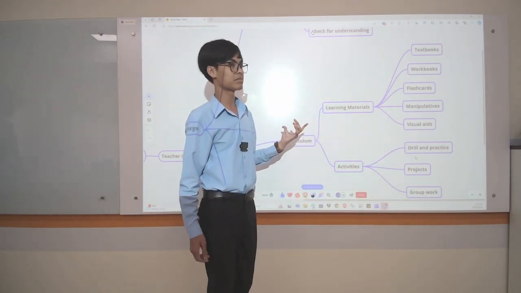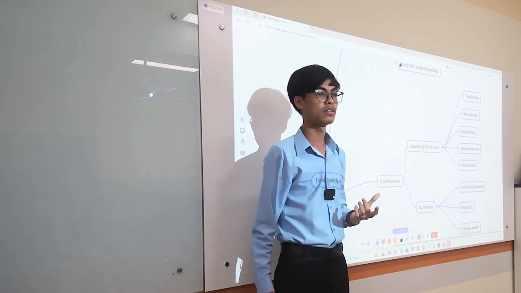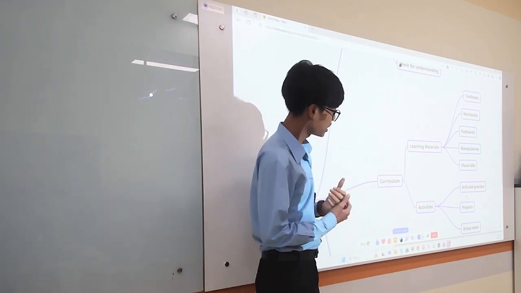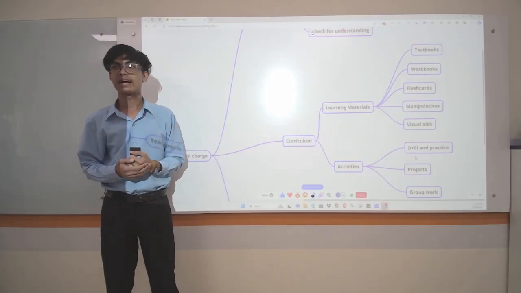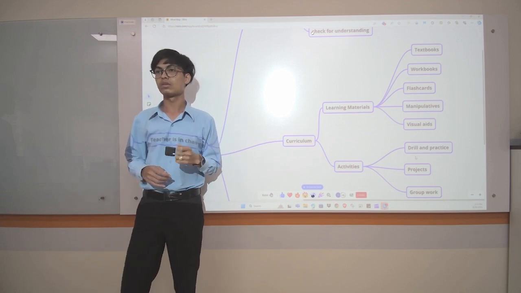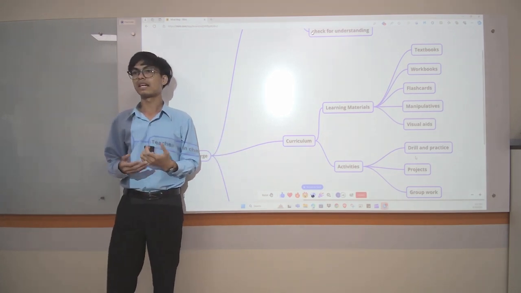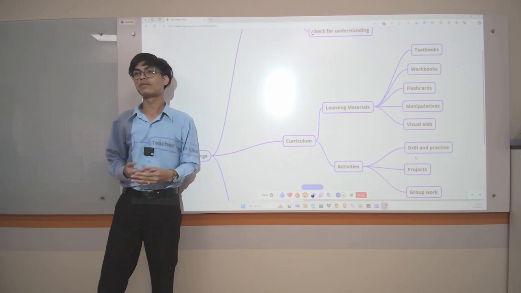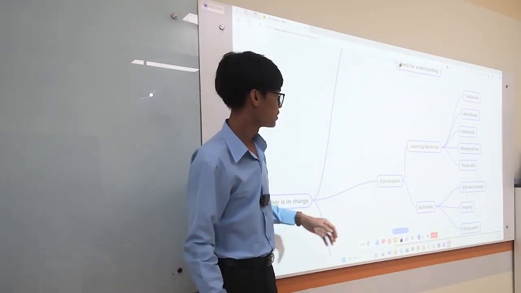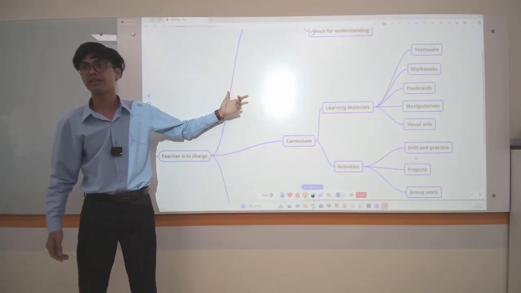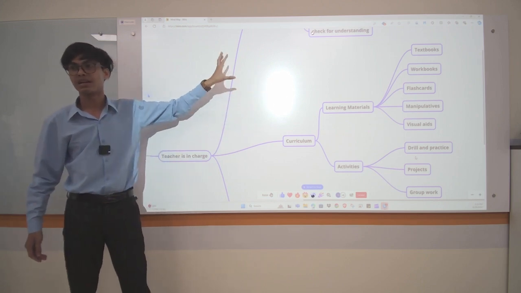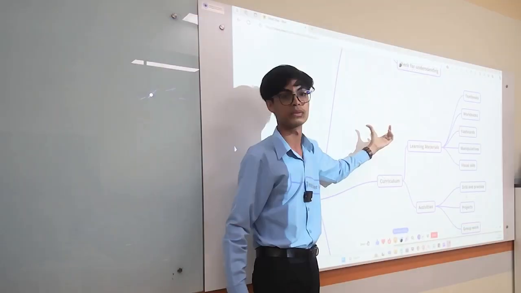Learning material can be not only signs or pictures, but the teacher can also use visual aids, something like a graphic to show, for example, a computer to the students. But we cannot show the computer if we don't have a real computer to show them. So you can use a visual aid, and we can go to the internet and search for a graphic of the computer to show to the students.